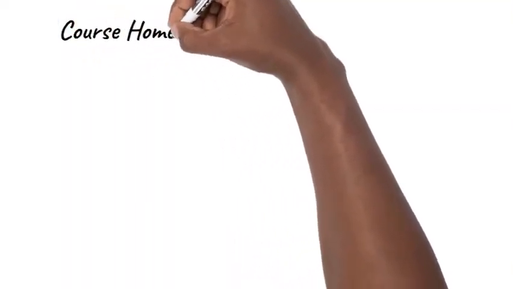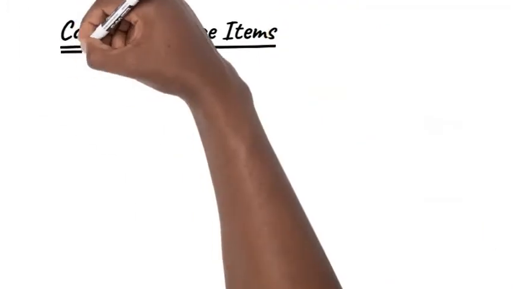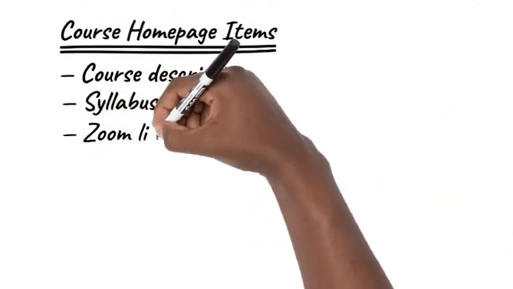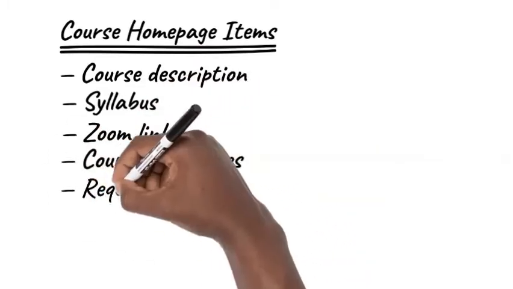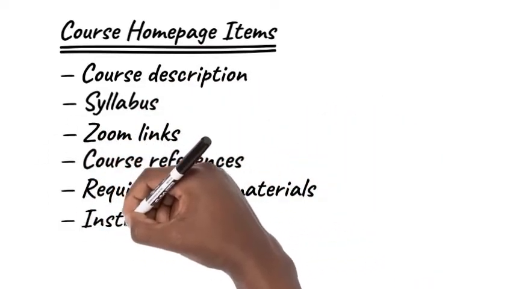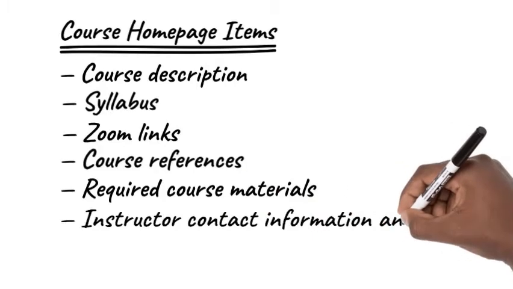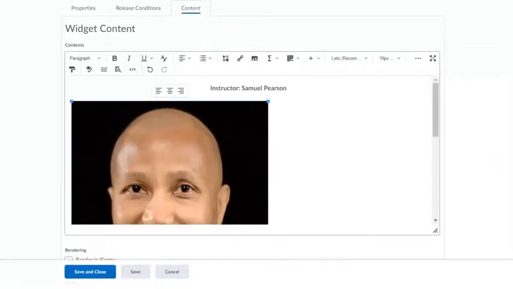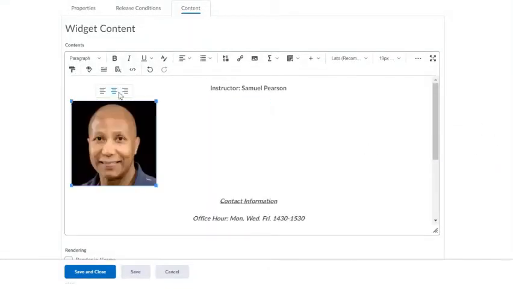First, I made a list of items for which I wanted students to have quick access: course description, syllabus, Zoom links, course references, required course materials, instructor contact information and bio, and content browser. Best practice is to select only key items from the course syllabus for the list, so the homepage is not cluttered with information.